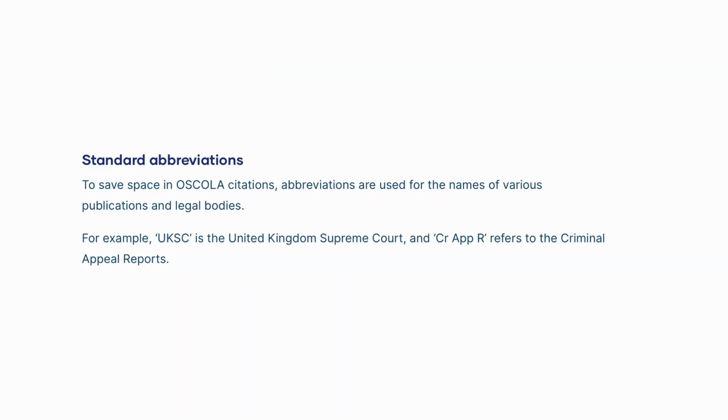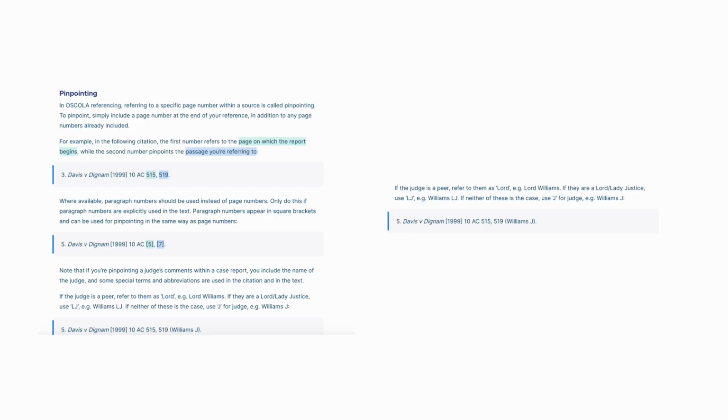So to save space in OSCOLA citation, abbreviations are used for the names of various publications and legal bodies. So instead of saying United Kingdom, you can say UK, or instead of saying United Kingdom Supreme Court, you just say UKSC, or you say that CAR refers to Criminal Appeal Reports. So it's really important, and it's standard, to use abbreviations within OSCOLA citations. One concept which is really important in OSCOLA referencing is what we call pinpointing.